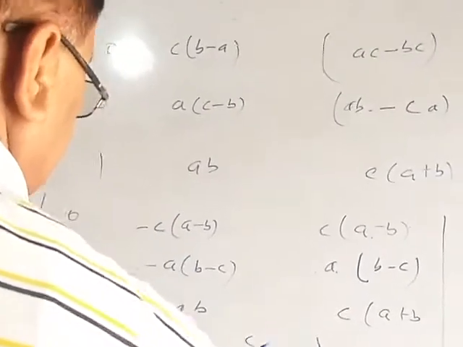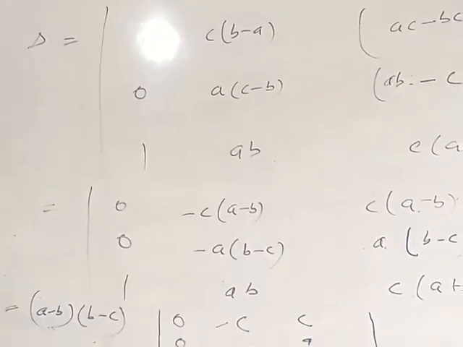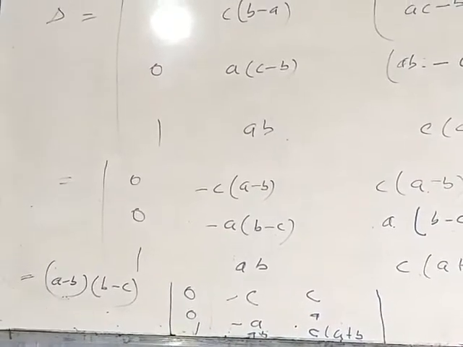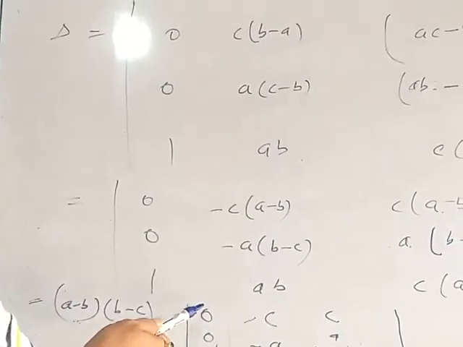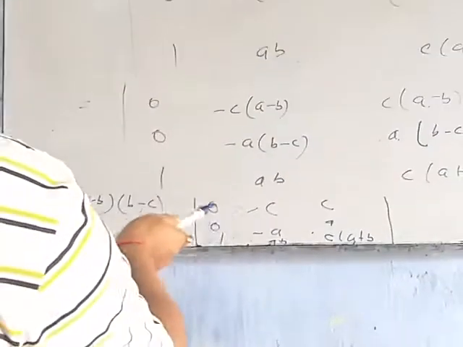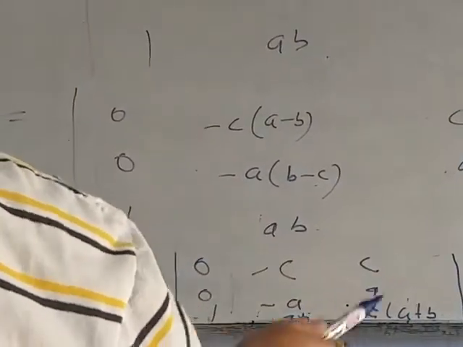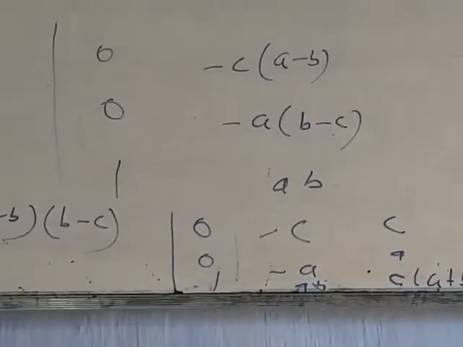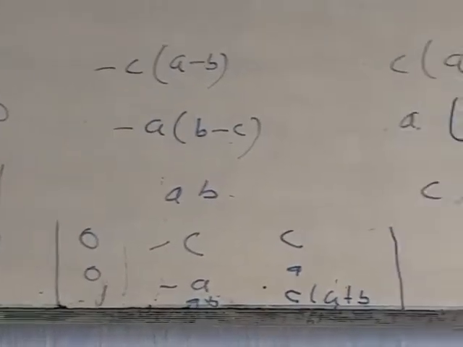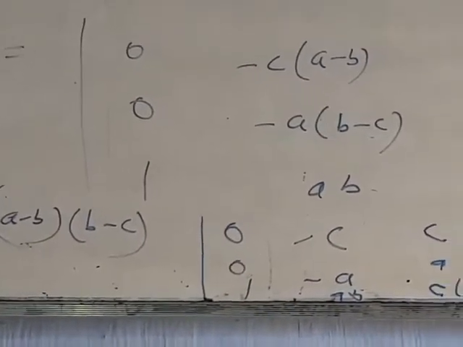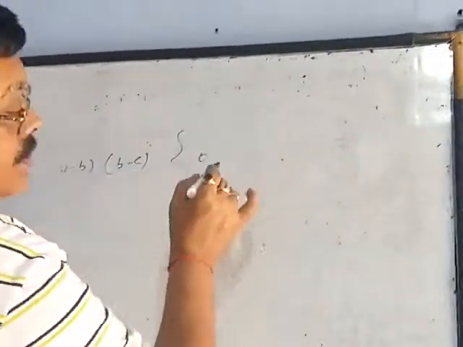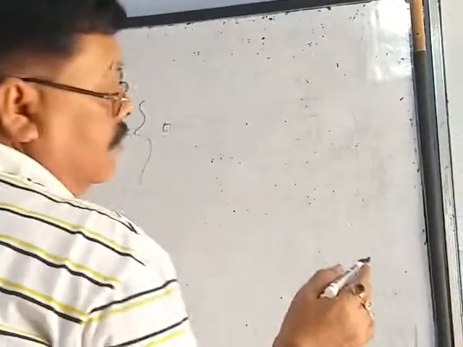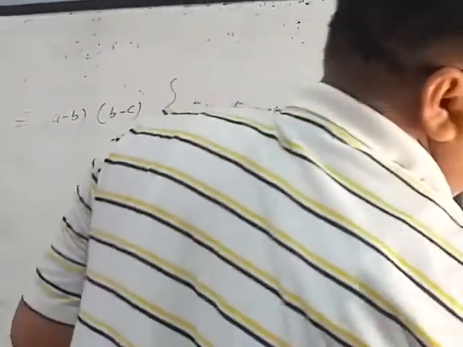Now we see, student, that in the first column maximum zeros are there. So in any column or row where maximum zeros are there, we simplify the determinant along that. So along the first column we can simplify this determinant. After simplification we get 0 into something, 0 into this, 0, and minus 0 into something, 0. Now 1.